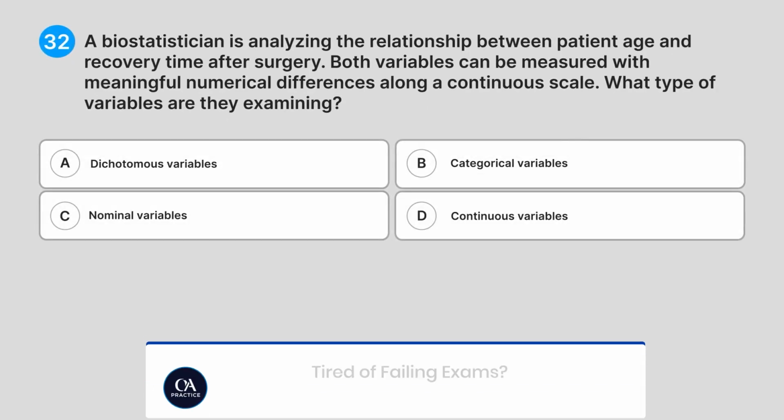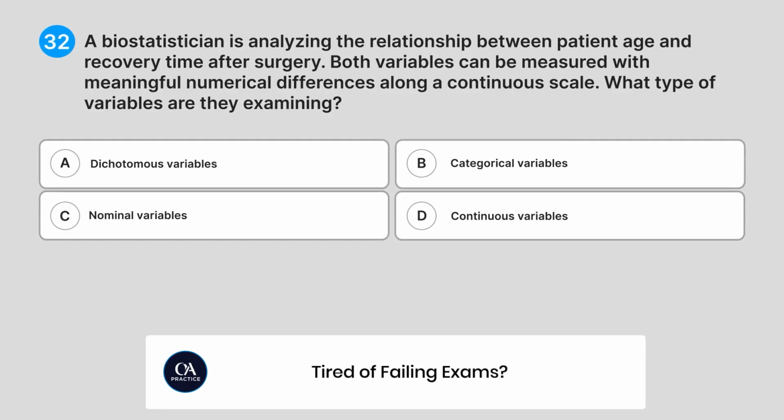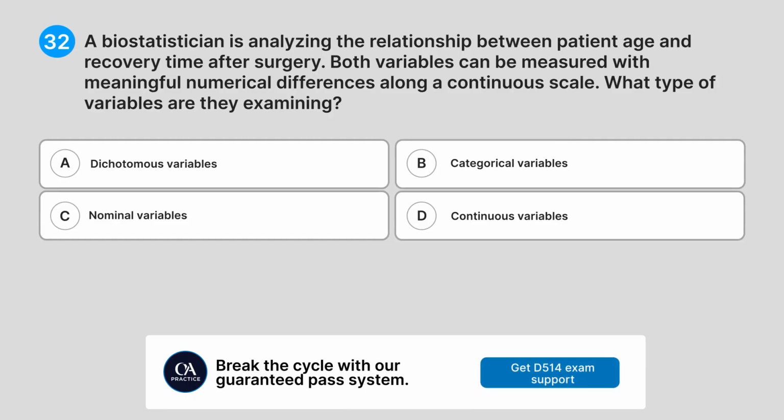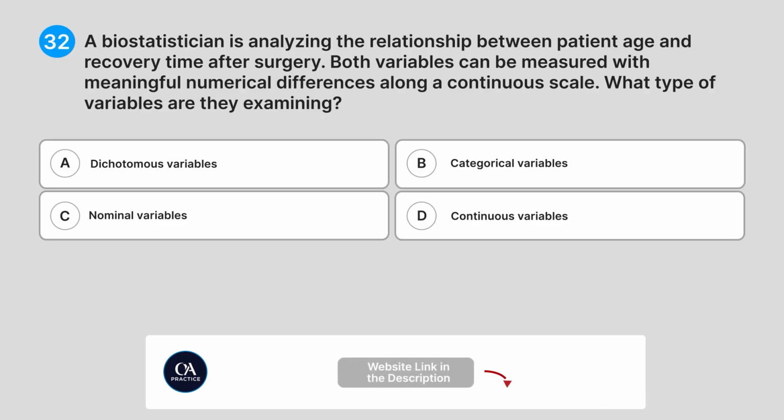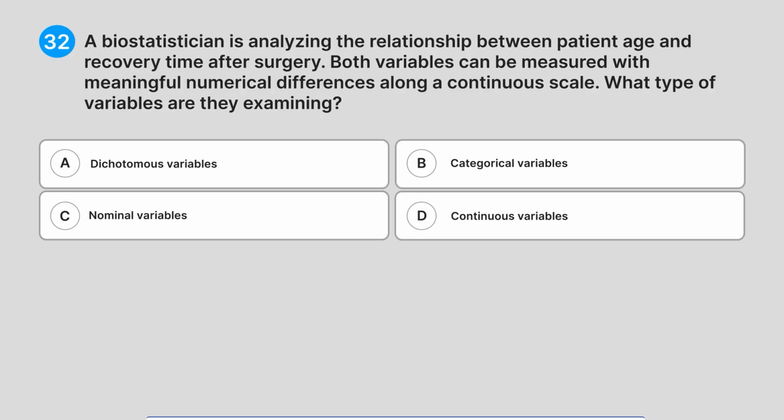32. A biostatistician is analysing the relationship between patient age and recovery time after surgery. Both variables can be measured with meaningful numerical differences along a continuous scale. What type of variables are they examining? A. Dichotomous variables. B. Categorical variables. C. Nominal variables. D. Continuous variables.